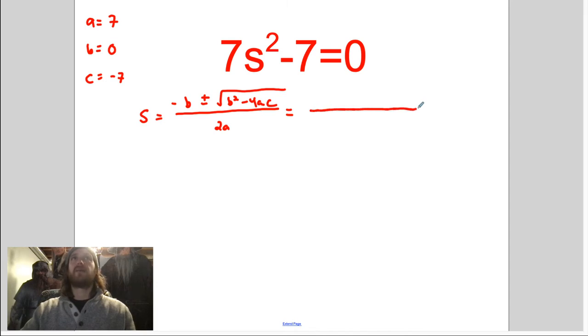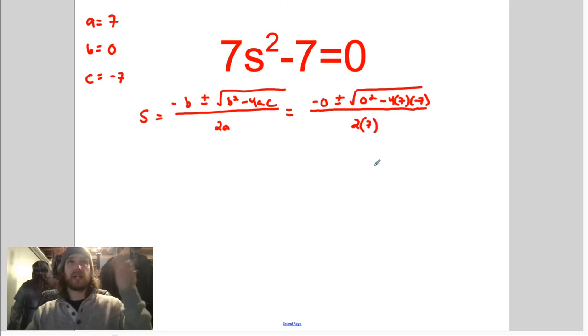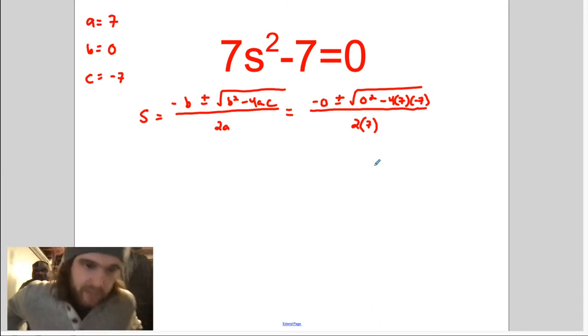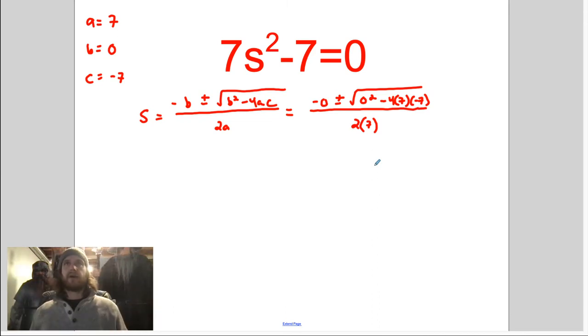All right, negative b is 0. Negative 0 plus or minus the square root of 0 squared minus 4 times 7 times negative 7 all over 2 times 7. All right, I haven't done any math yet. All I've been doing is arithmetic, plugging stuff in, substituting in. So now we're going to go down the line.